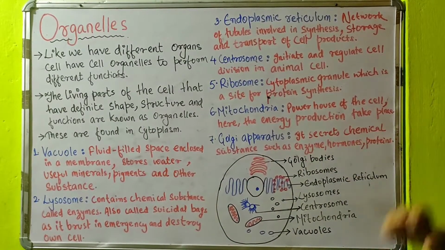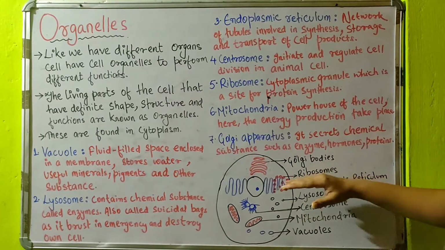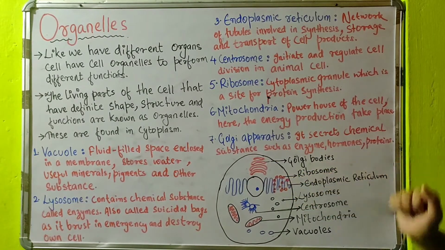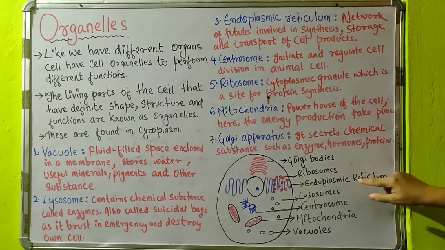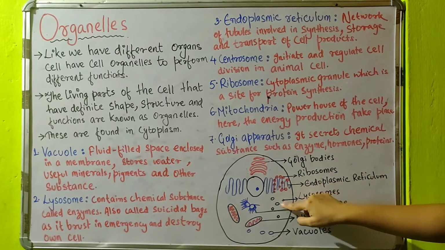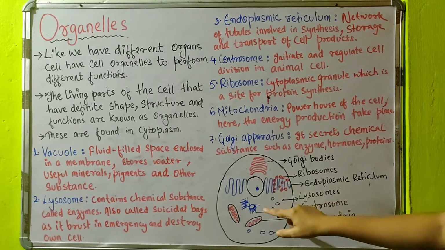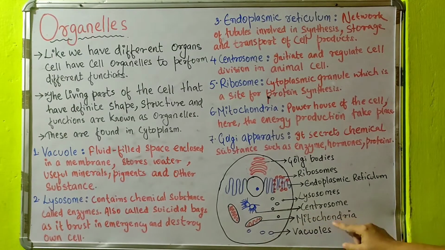Golgi bodies are also known as Golgi apparatus. This red is the Golgi bodies and this dotted red is the ribosomes. Then the spiral kind of structure is the endoplasmic reticulum. Then coming to this smaller kind of structure known as lysosomes, and then the centrosome. Then this is mitochondria, and then the vacuoles.